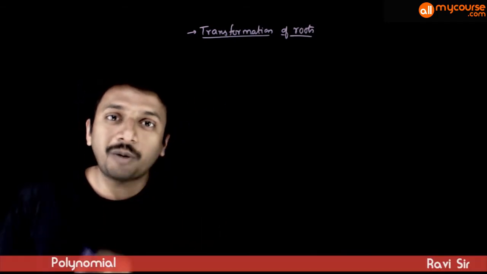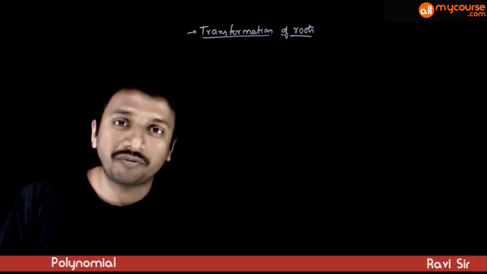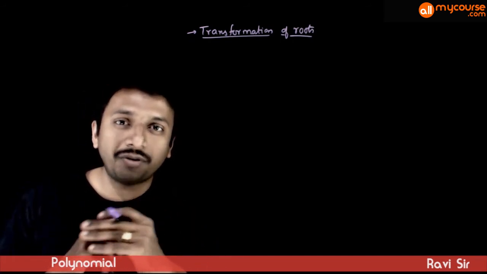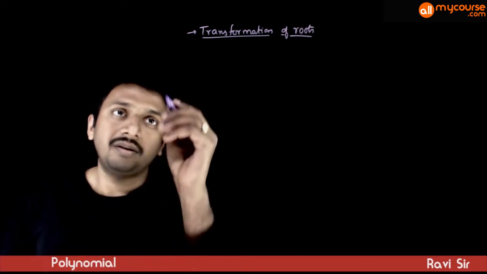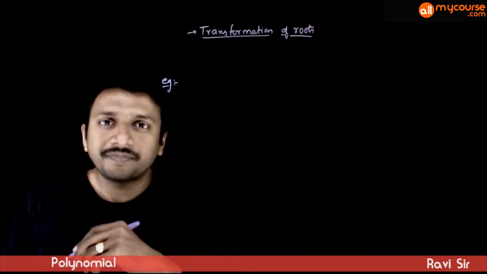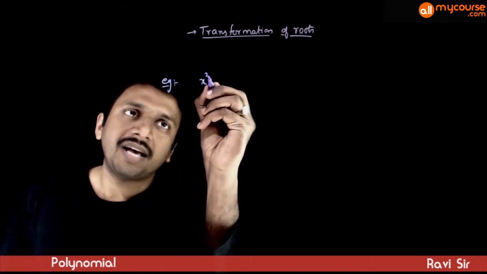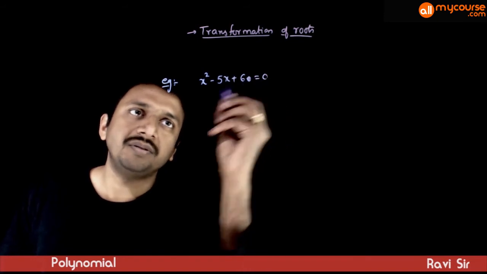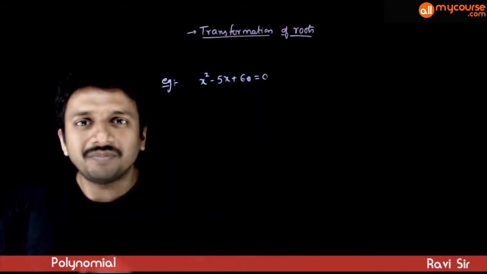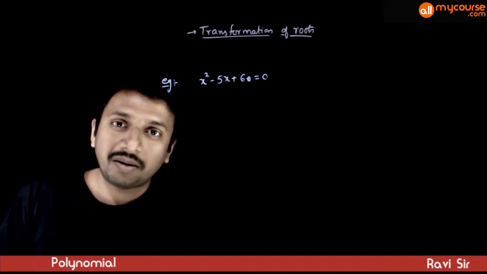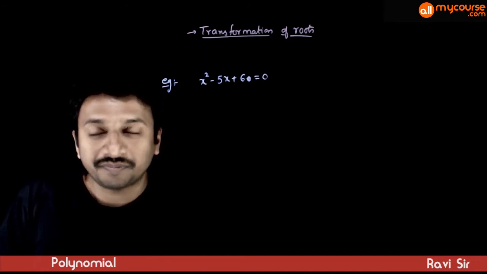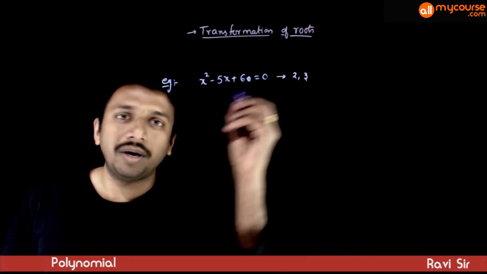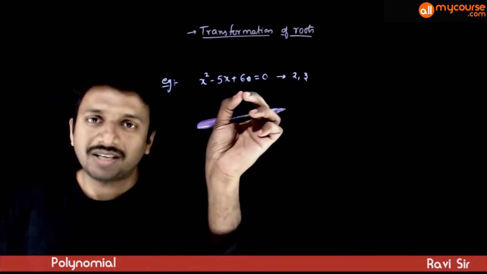Let us look at the interesting topic of transformation of roots of a polynomial equation. So let us take an example and see what we are trying to do in this topic. If you have an equation x square minus 5x plus 6 is equal to 0, a very simple quadratic equation, the roots of this equation, as we know, are 2 and 3, because this is x minus 2 into x minus 3 is equal to 0.